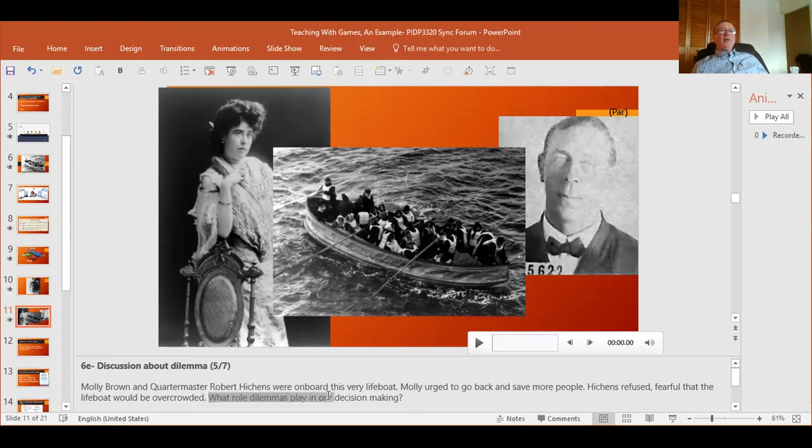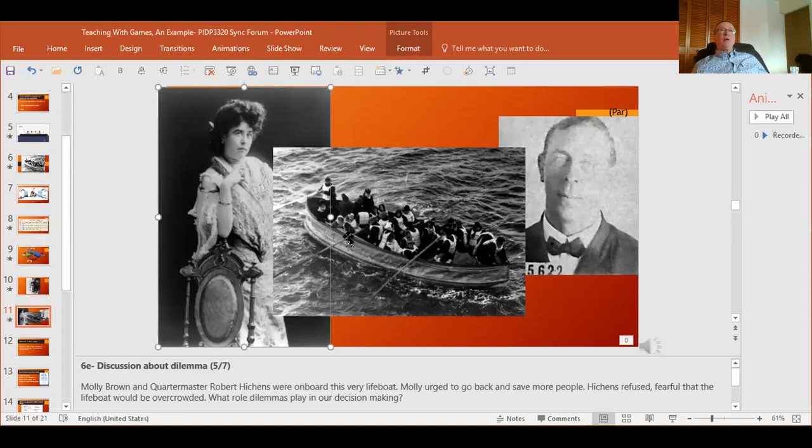So it was a big dilemma for them, right? If you go back, you risk capsizing. But Molly was maybe either unconscious or not realizing how dangerous it could be, or she was more brave than the guy. So is it to be brave or to be cautious? What decision they make is an open discussion, an open question.